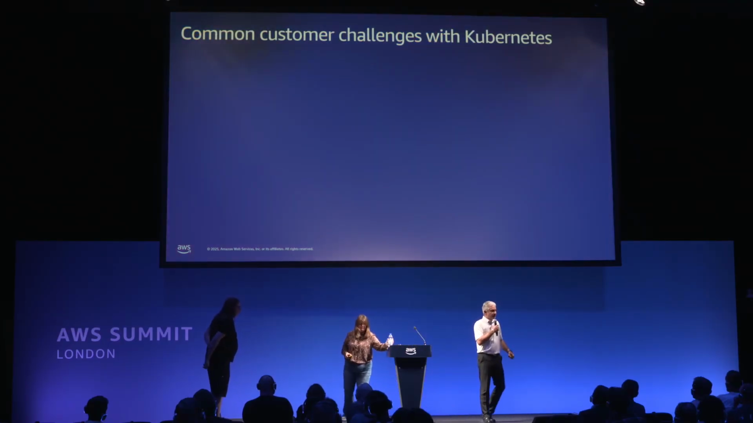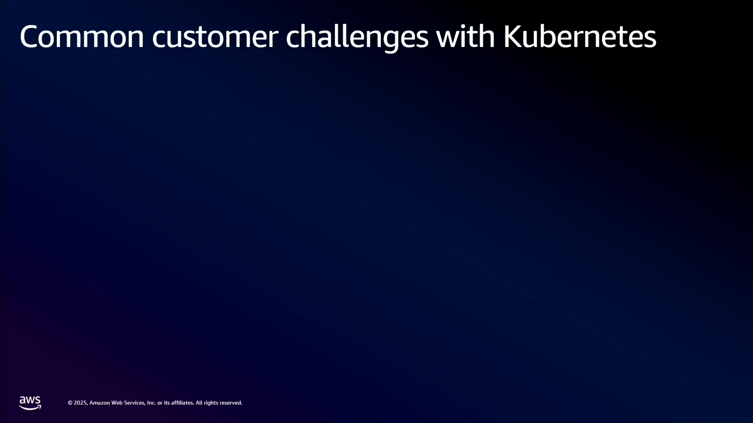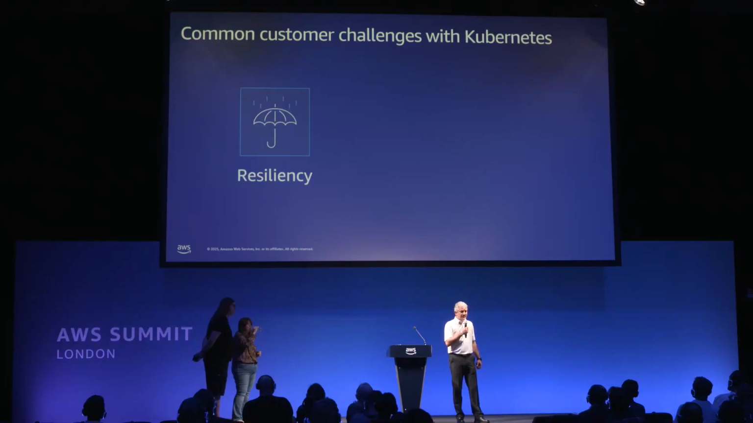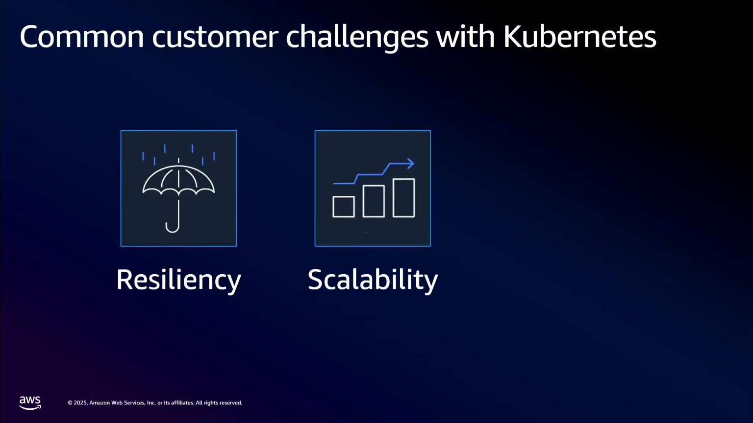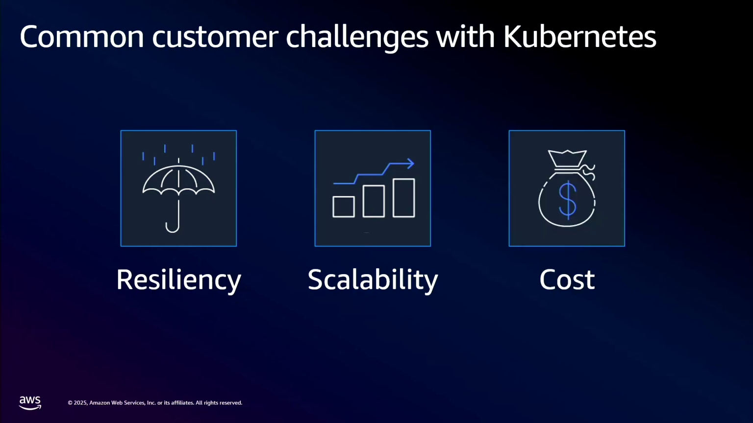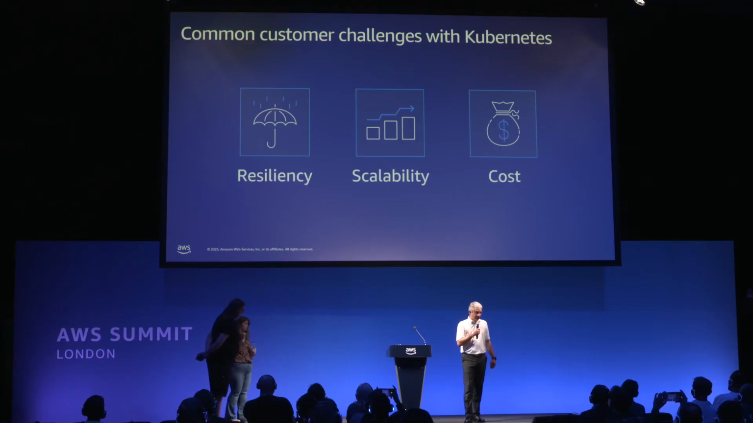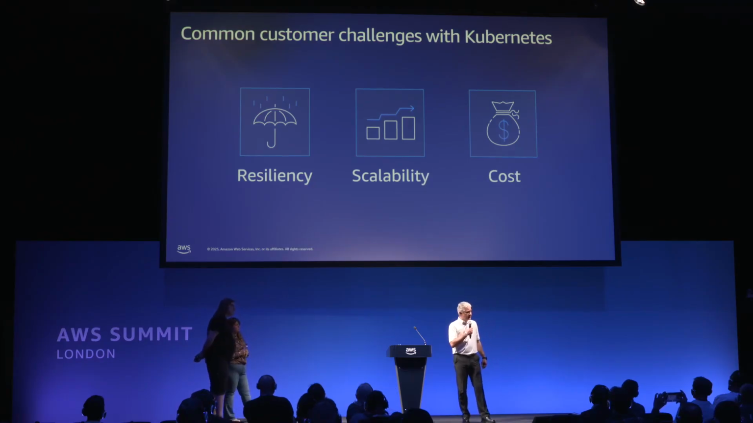As a technical account manager at AWS, working with enterprise customers, I consistently see three challenges they are facing with Kubernetes. The first one is about maintaining high availability and resiliency for their business critical workloads. The second one is managing the scalability complexity. And the third one is optimizing for costs. Today I'll show you how Amazon EKS and Carpenter can help you with these.